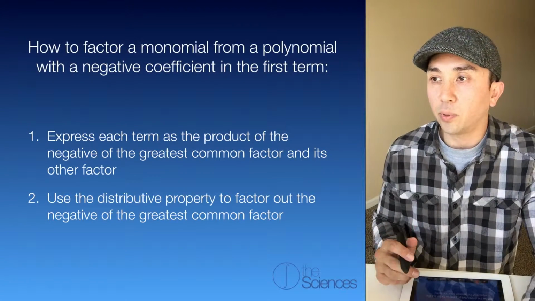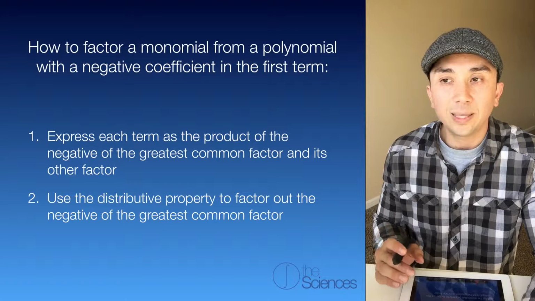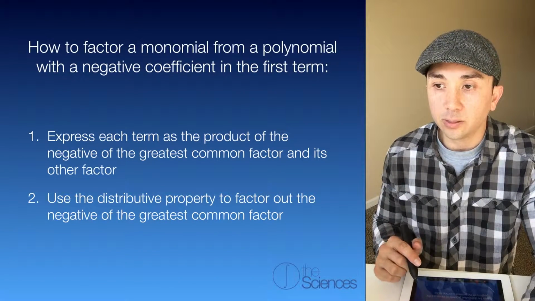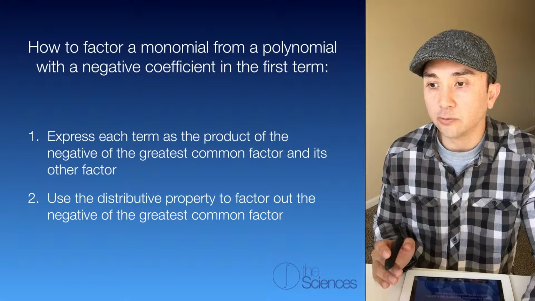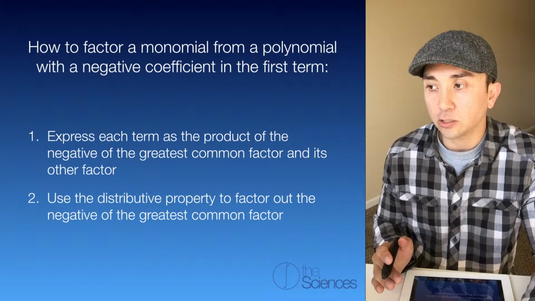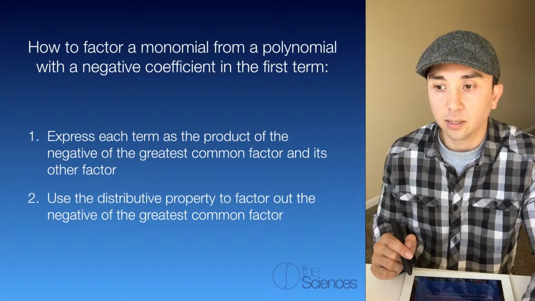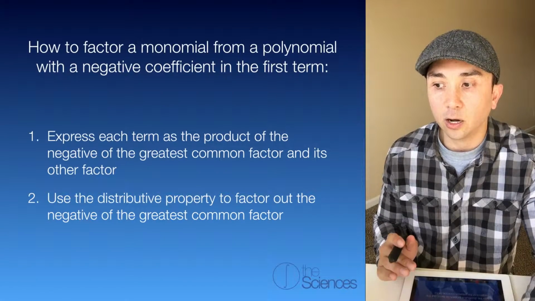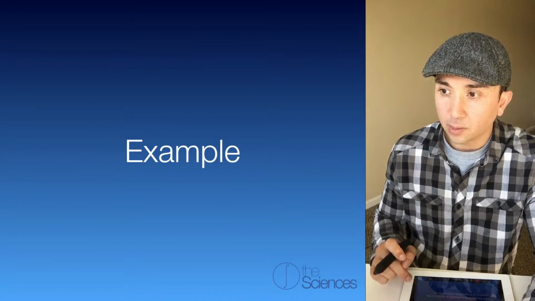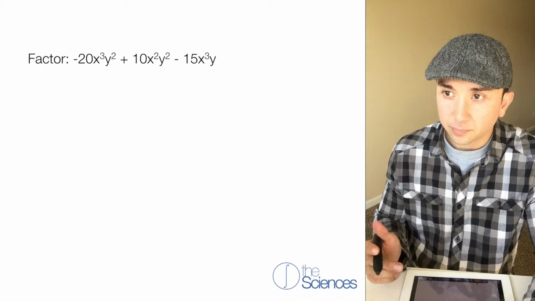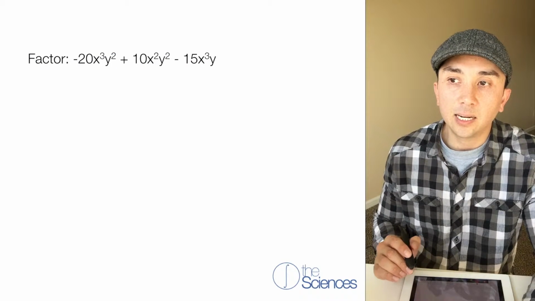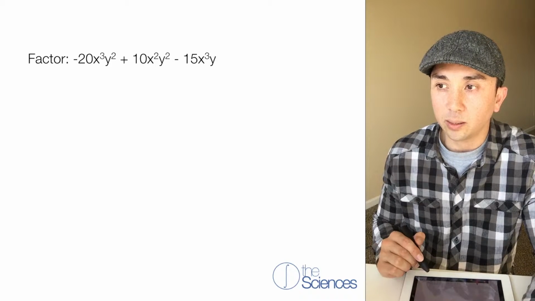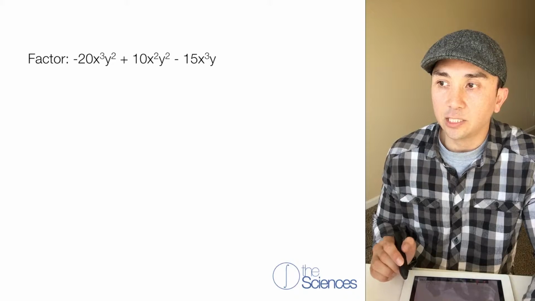Now here's how to factor a monomial from a polynomial with a negative coefficient in the first term. So the first thing you're going to do is express each term as the product of the negative of the greatest common factor and its other factor. Then you're going to use the distributive property to factor out the negative of the greatest common factor. So let's do an example. Let's factor negative 20x cubed y squared plus 10x squared y squared minus 15x cubed y.